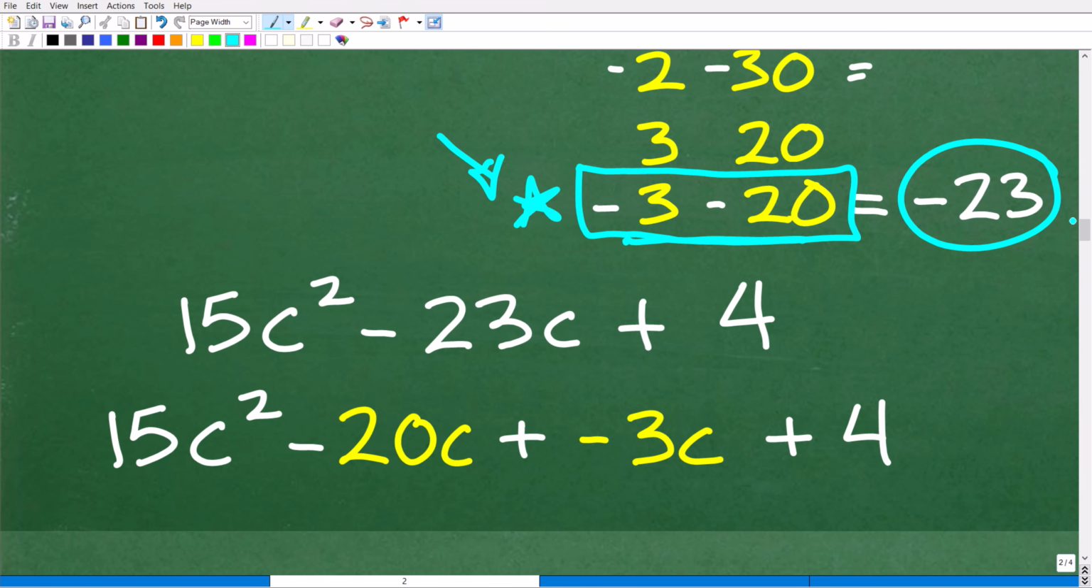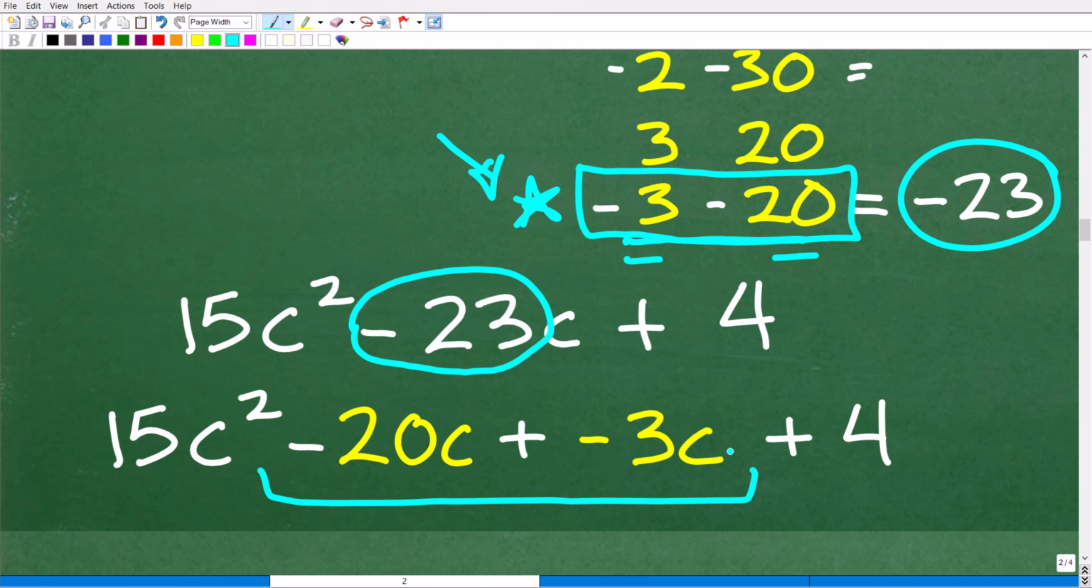Okay, so what do we need to do with negative 3 and negative 20? Well, what we're going to do is rewrite this negative 23 as the sum of these two numbers. Let me just show you right here. 15c squared, minus 20c plus negative 3c, that's the same thing as negative 23c, so we're not changing the problem, plus 4. I want to break up that middle term this way.